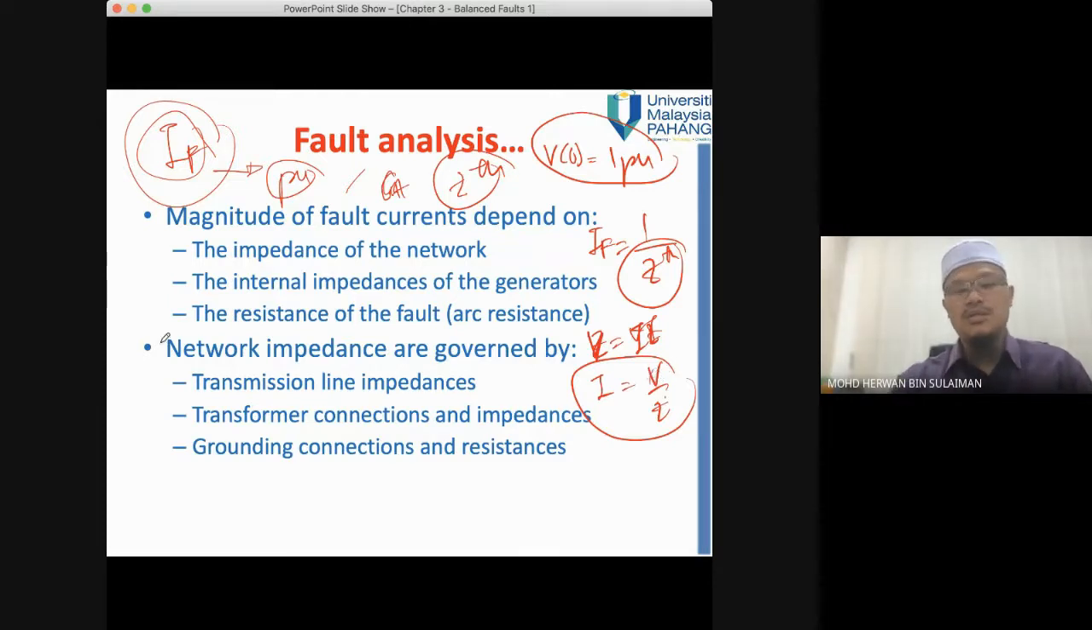Okay, and then this is the magnitude of the current depends on the impedance of the networks, and then the internal impedance of the generators as well as the resistance of the fault. So network impedance are governed by transmission line, transformer, grounding connection. So yang grounding connection ni kita akan tengok detail pada unbalanced fault.